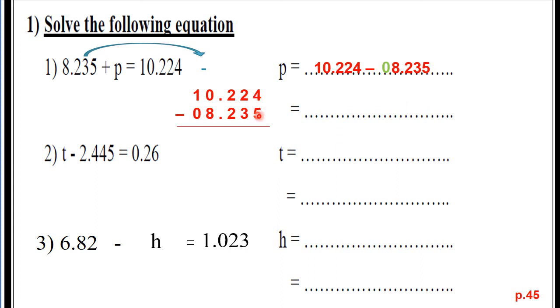4 minus 5 can't be. We will borrow 1 from 2. The 2 will be 1 and the 4 will be 14. So 14 minus 5 equals 9. 1 minus 3 can't be. We will borrow 1 from the 2. So 2 will be 1 and the 1 will be 11. 11 minus 3 will be 8 and 1 minus 2 can't be.